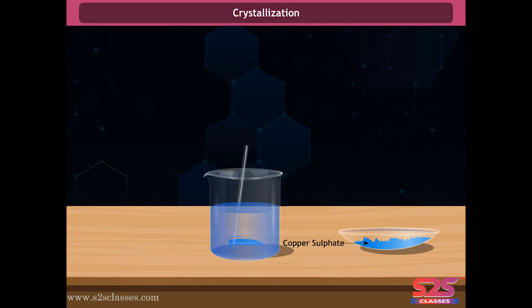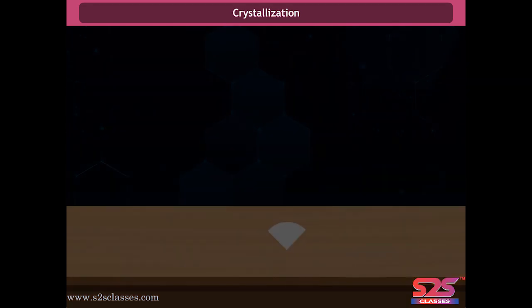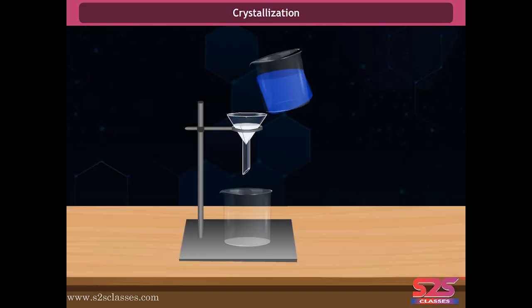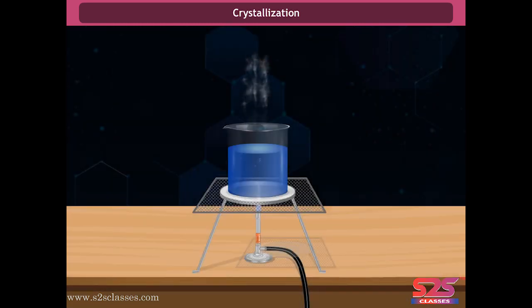Dissolve it in the minimum amount of water. Take out a filter paper and fold it from the center. Again fold it and make a cone. Filter the impurities out. Evaporate the water from the copper sulfate solution so as to get a saturated solution.